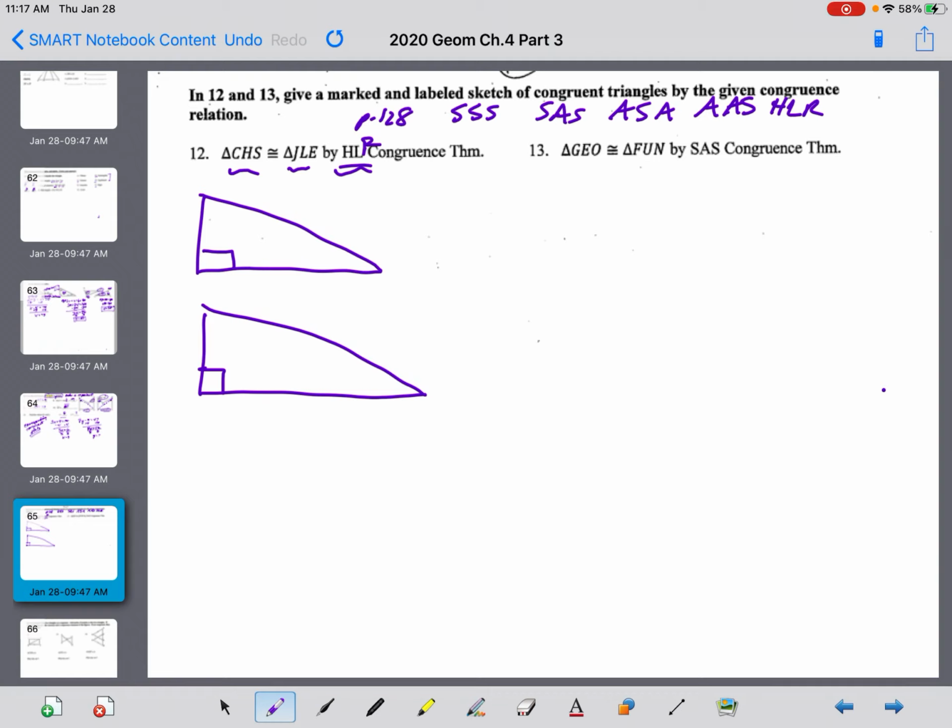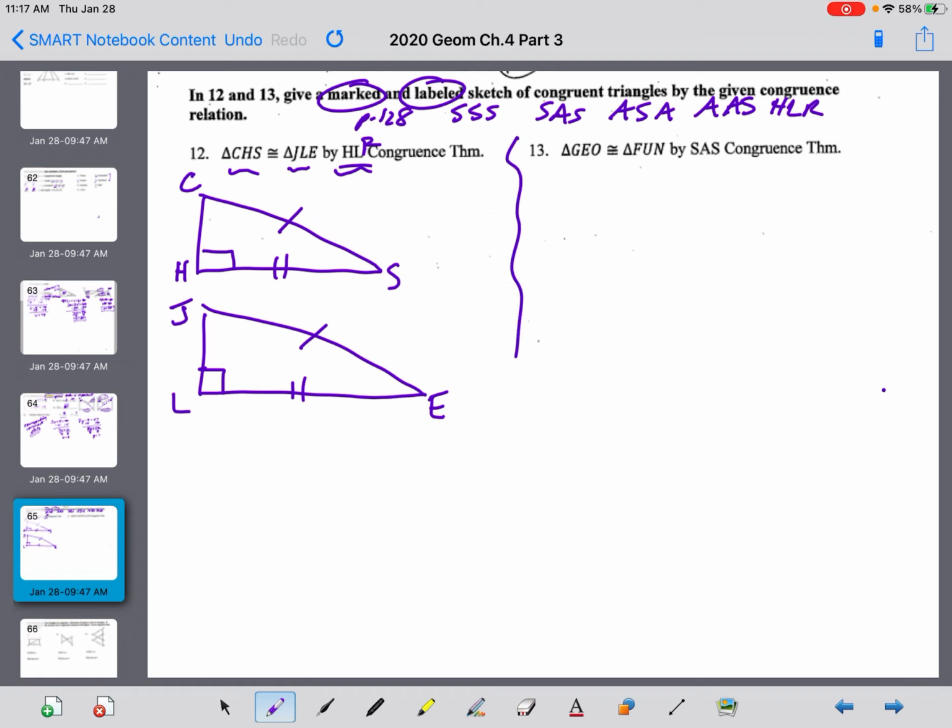All right. Now, CHS, I'm just going to go around this one, start at the top and go around top to bottom and then over to the right. So I'm going to put JLE in the same order. Now I just need some markings. It says mark and label. So what I just did with the CHS and the JLE was label. Now I'm going to mark the H and the L. The hypotenuses would be these edges. And I pick a leg. I can either pick the bottom leg or the left leg. I'm going to pick the bottom leg in both. So those two triangles are congruent by HLR.